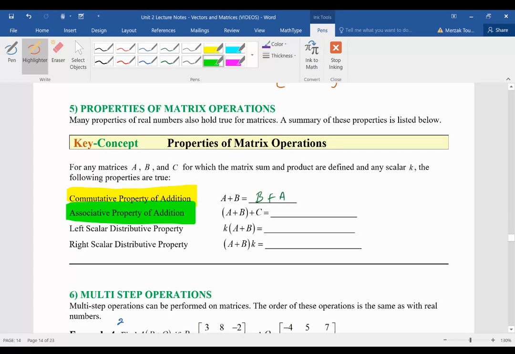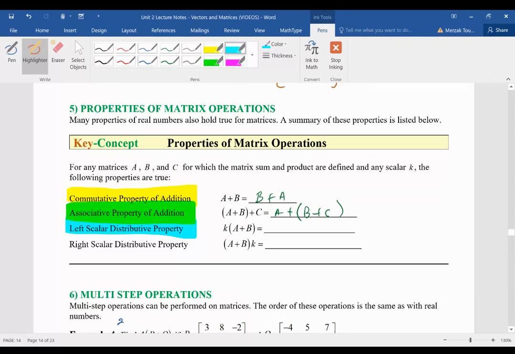It means if we have three matrices to add, whether you add the first two matrices and then you add the third one, or you add the last two and then add the first one to the last two, which means A plus B plus C. So you do A plus B first and then plus C, or you do B plus C and then you do A plus that resulting matrix. Doesn't matter. So it's associative. Either way, the answer will be the same.